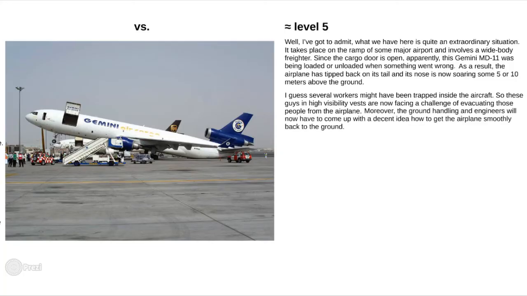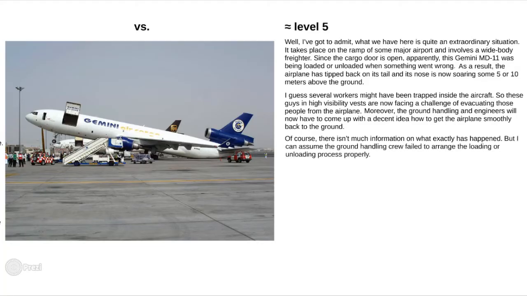Moreover, the ground handling and engineers will now have to come up with a decent idea how to get the airplane smoothly back to the ground. Of course, there isn't much information on what exactly has happened, but I can assume the ground handling crew failed to arrange the loading or unloading process properly. They either messed up with the loading sequence or forgot to use ballast.